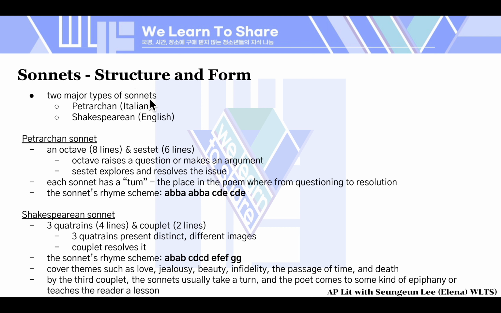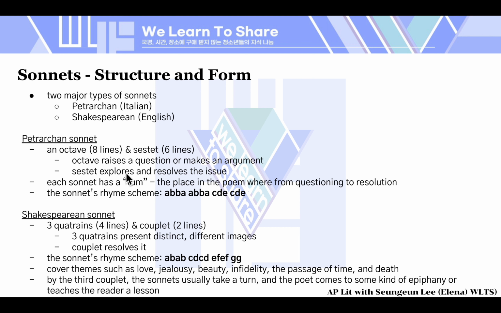So there are majorly two types of sonnets. One is the Italian, or Petrarchan, and the second one is the Shakespearean, the English one. So let's look at the Italian sonnet first. It has an octave, right? So it's 8 lines, and then a sestet, which is 6 lines. The octave raises a question or makes an argument, and then the 6-line sestet explores and resolves the issue. And always, as I told you, a sonnet has 14 lines. 8 lines plus 6 lines is 14 lines, right?